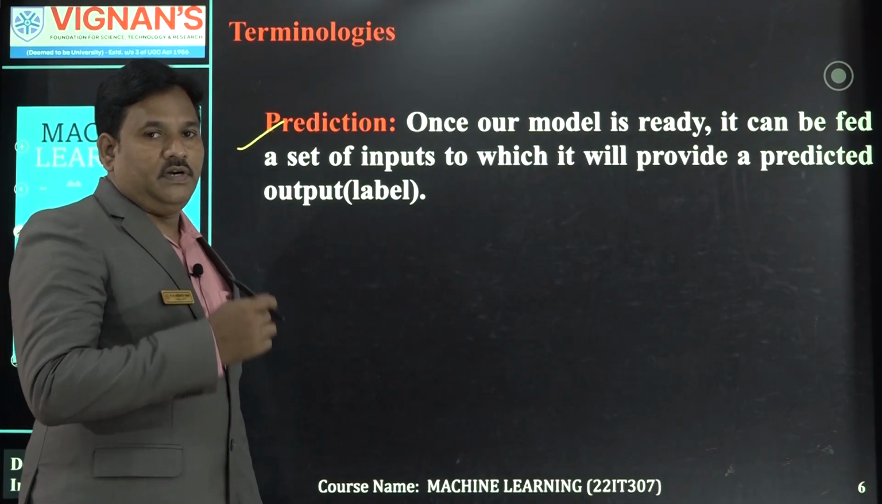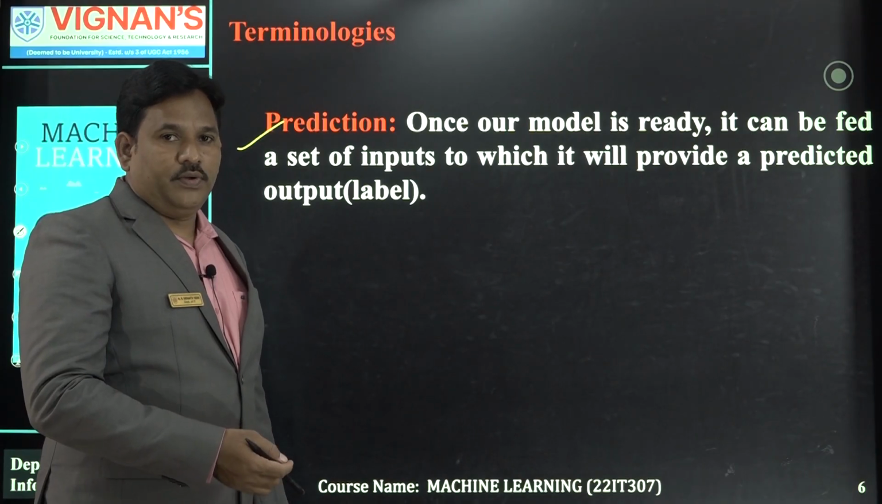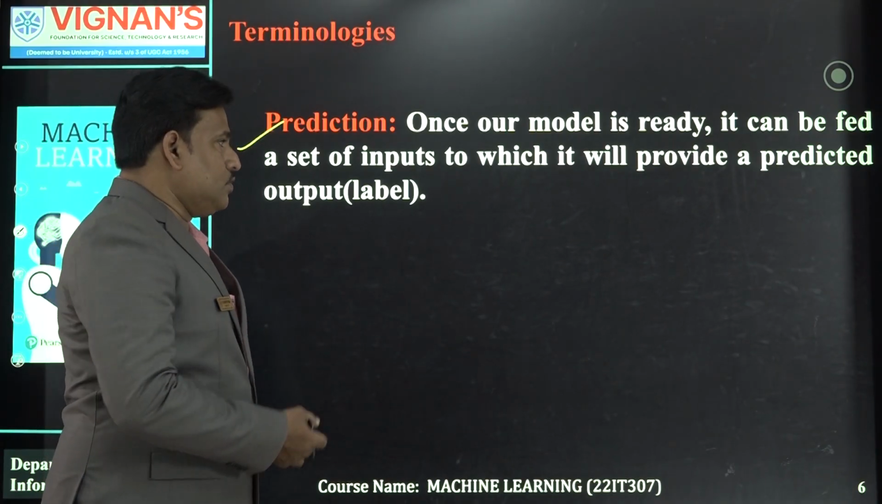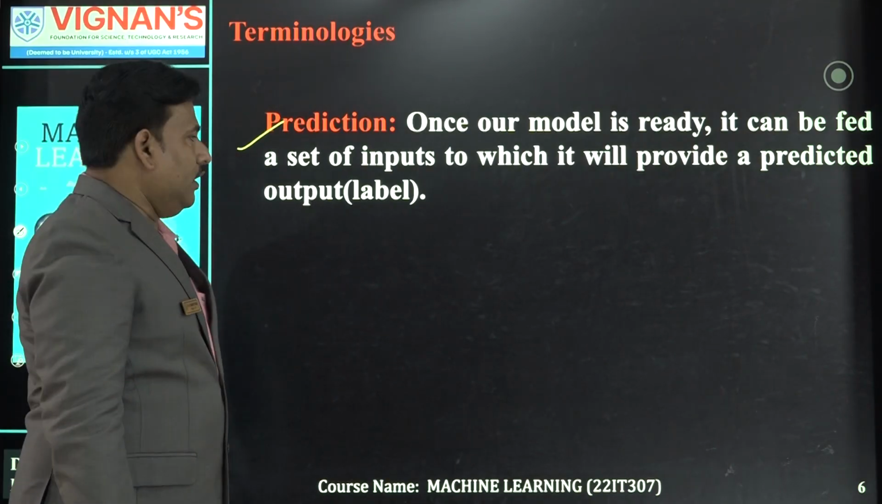Based on the percentage of prediction, or the accuracy of the model, either we can increase the training or we can change the training pattern. So these are the 5 commonly used basic terminologies in a machine learning model.